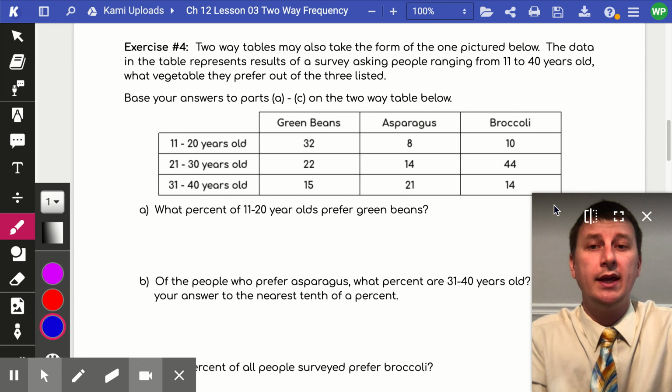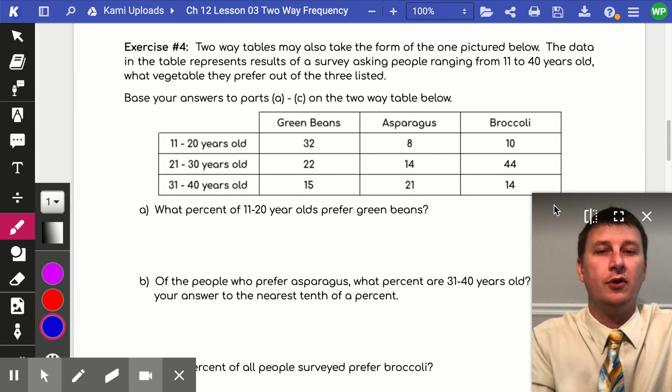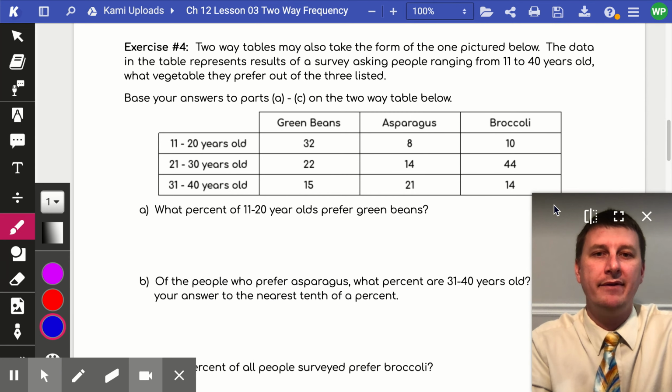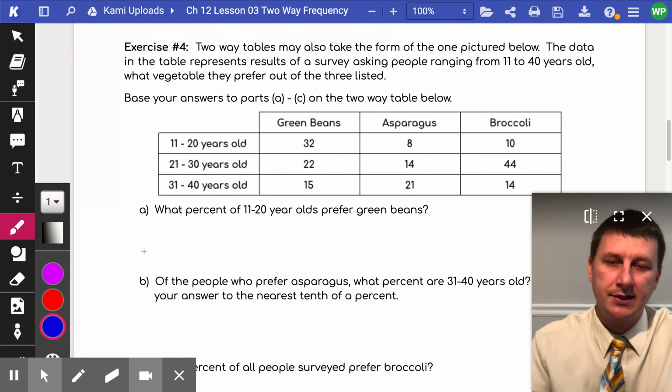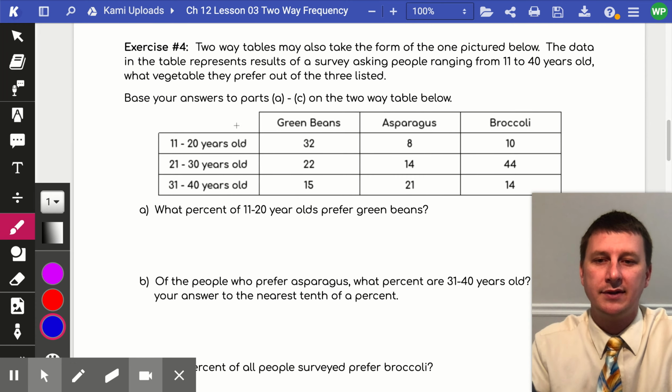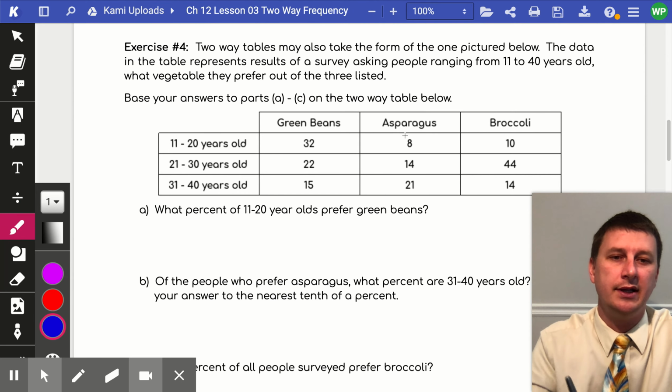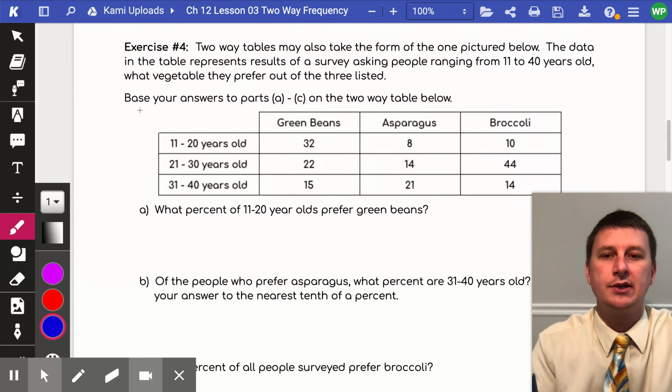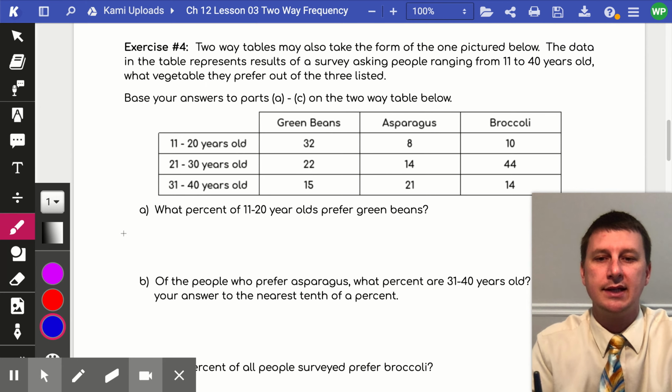Two-way tables may also take the form of the one pictured below. The data in the table represents results of a survey asking people ranging from 11 to 40 years old what vegetable they prefer out of the three listed. So you might also see a two-way frequency table where you have a range of numbers on the left column, and you might have a survey question in the top column. So we're going to answer part A through C based on this table.